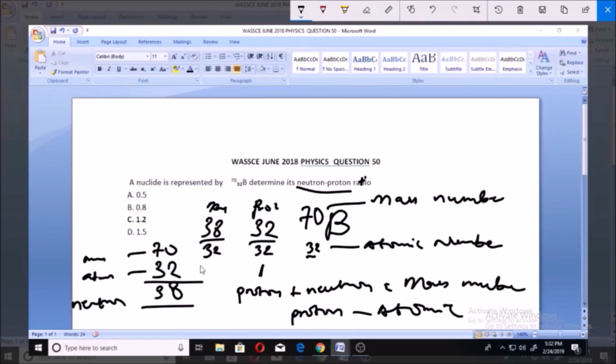So what will you get when you divide 38 by 32? 38 divided by 32 will give us 1.1875. So approximately 1.2 to 1. So what we get is 1.2 to 1, and that makes C the answer to this problem. C is the answer because it's 1.2 to 1.